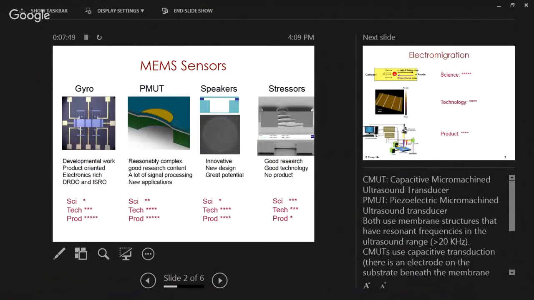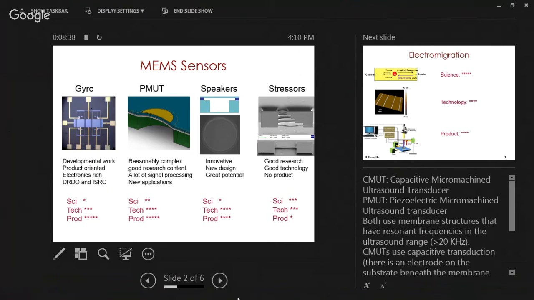Talking about MEMS sensors, gyroscopes and accelerometers, we have focused more on gyroscopes. They're usually fairly difficult structures to make. These are big structures with lots of moving components in them, and there is a question of creating this technology in the country so that we can produce gyros. Gyros are used in all kinds of aerospace structures, and also in video games, accelerometers, in cell phones, etc.